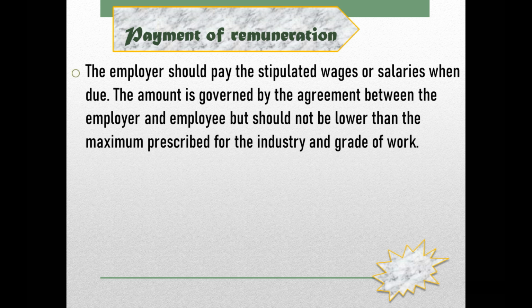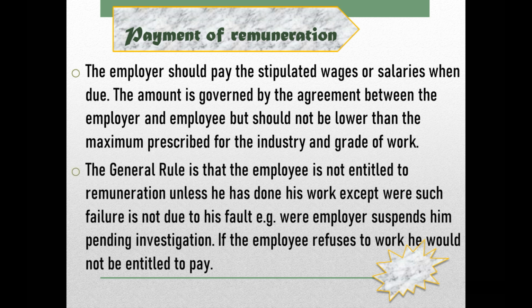First duty of the employer is to pay remuneration. The employer should pay the stipulated wages or salaries when due. The amount is governed by agreement between the employer and the employee, but should not be lower though than the maximum prescribed for the industry and grade of work also. The general rule is that the employee is not entitled to the remuneration unless he has done his work, except where employer suspends him pending investigations.